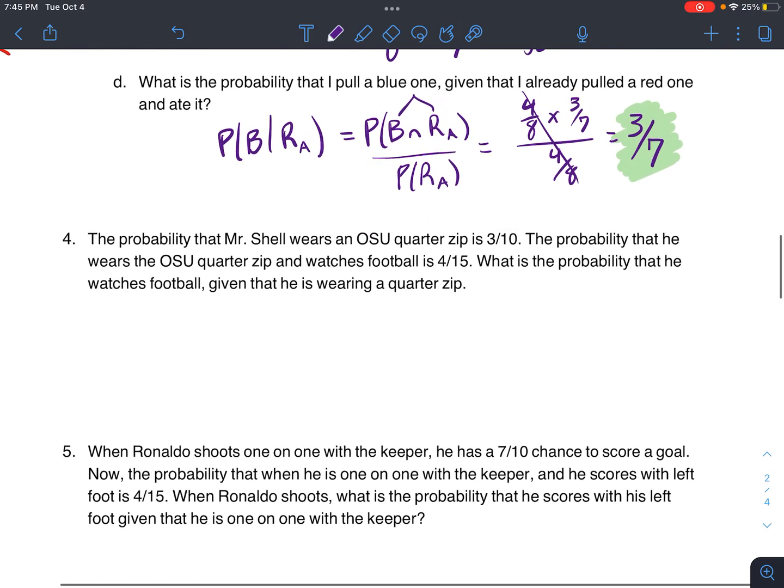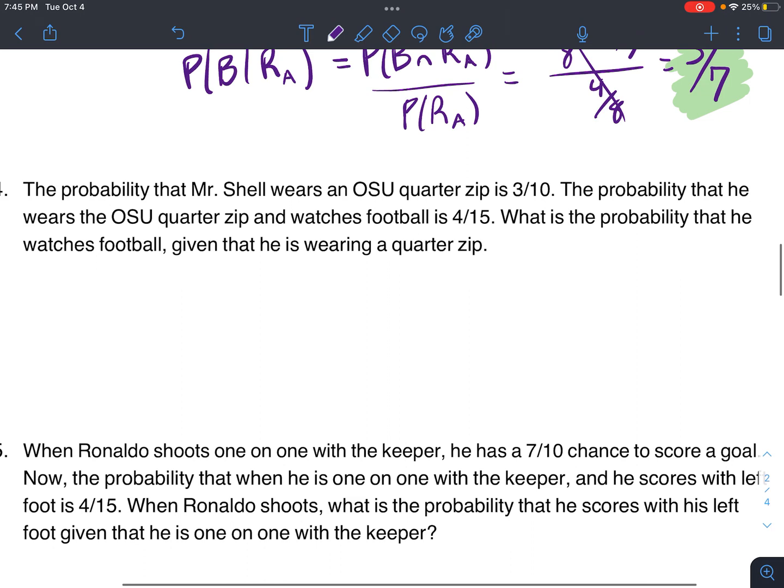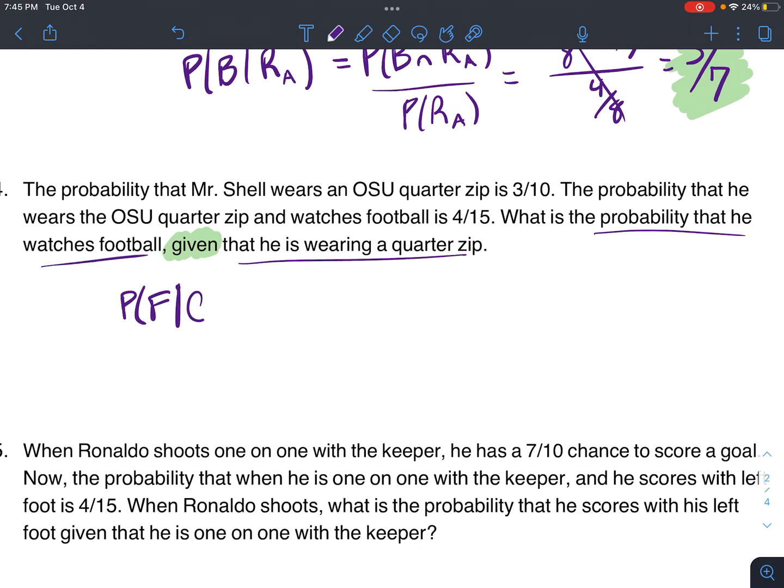It's going to help you in the long run. So now the probability that I wear an OSU quarter zip is 3 out of 10. The probability that I wear the quarter zip and watch football is 4 out of 15. So what's the probability that he watches football given, there's our magic word, that he's wearing the quarter zip? So I want the probability that he watches football, so football given quarter zip.